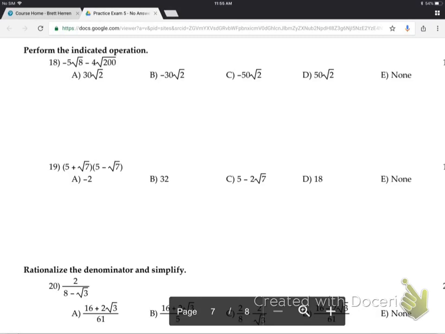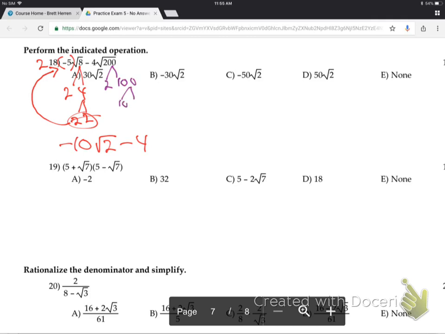Okay, so the 8 is 2 times 4, 2 times 2. So 2 2's in. 1 2 comes out, and it's going to multiply that negative 5 that's already out there. So watch out. When you've got stuff already in front of the root, it's easy to forget about it, but you got to remember that negative 5 is already out there. So these 2 2's will send a 2 out. That'd be negative 10 root 2 when that 2 comes out. Minus 4. Now what about the root of 200?